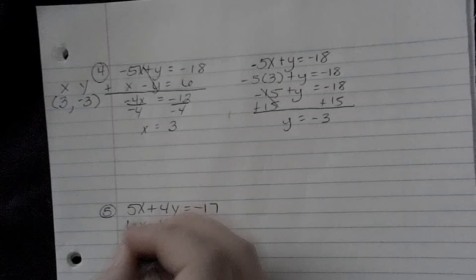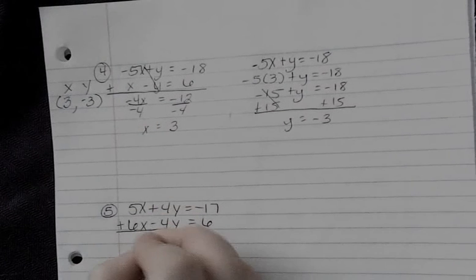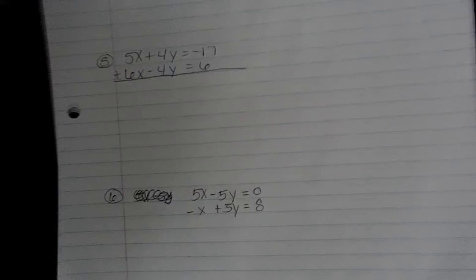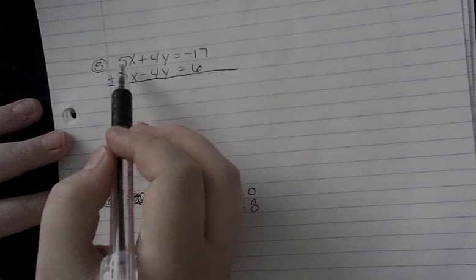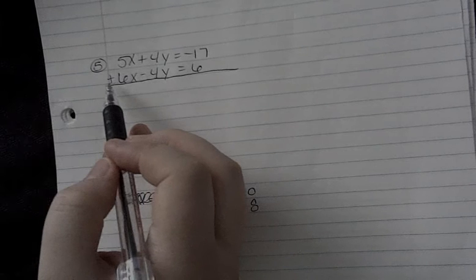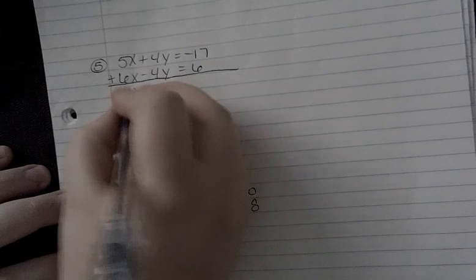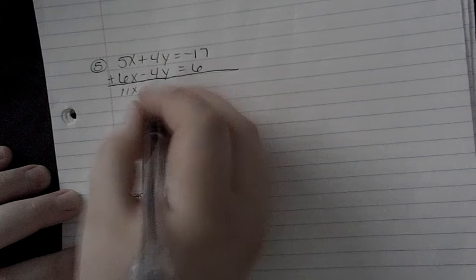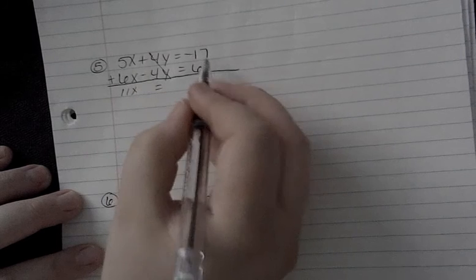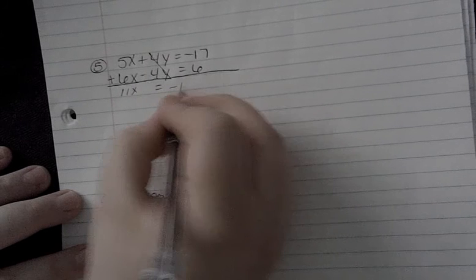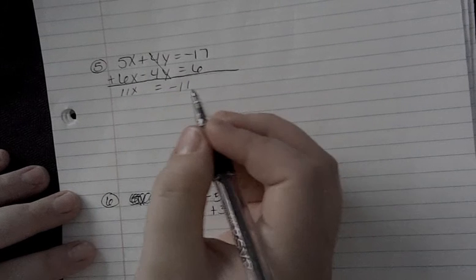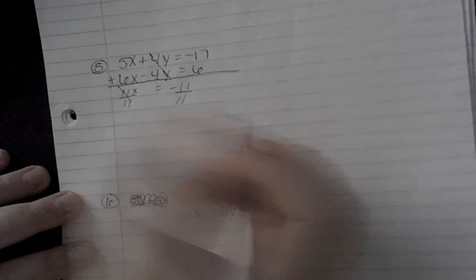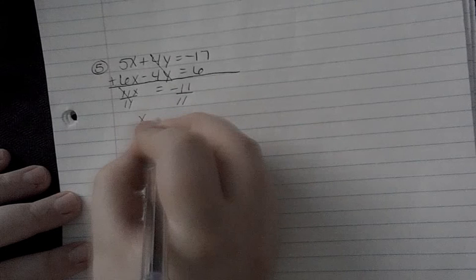So now I'm going to add these two equations together on number 5. So 5x plus 6x gives me 11x, and then 4y plus negative 4y, those are going to cancel, leaving me with negative 17 plus 6 is negative 11. Then I'm going to divide both sides by 11 to get that x by itself, which gives me x equals negative 1.